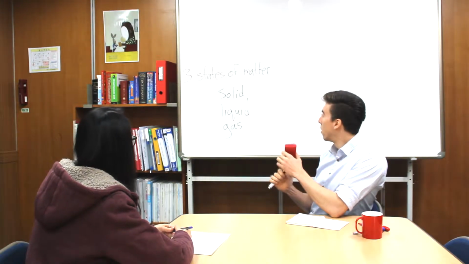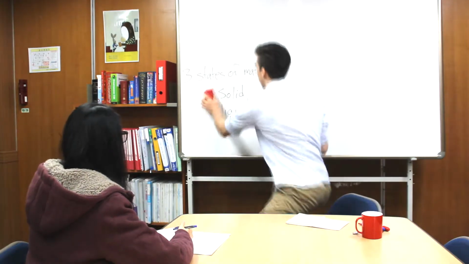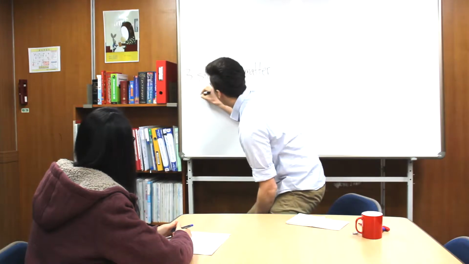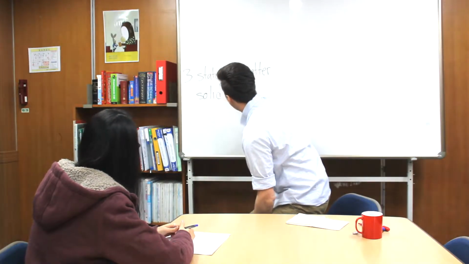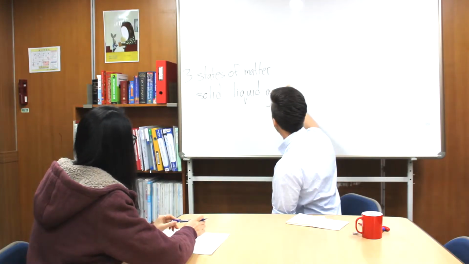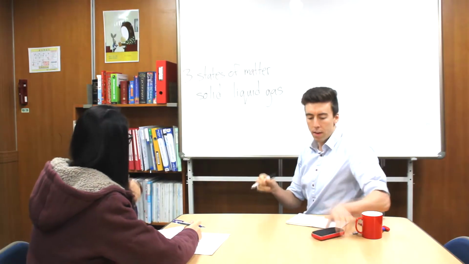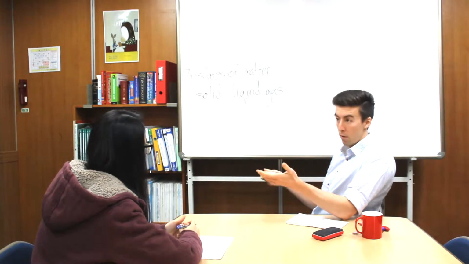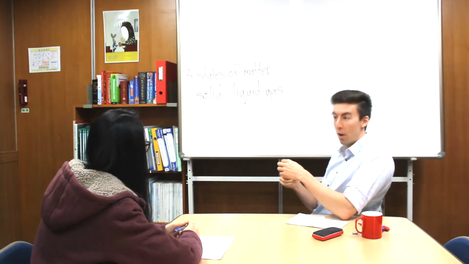Okay, very good. So actually, the way I've written these here, I'd like to write them horizontally just because I'm going to compare the three of them. So if we've got solid here, liquid here, and gas over here. Imagine that we've got something that can be a solid, a liquid, or a gas, like water, for example. What do we call solid water?